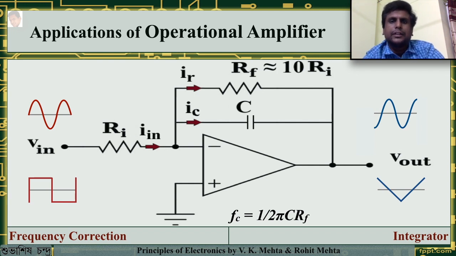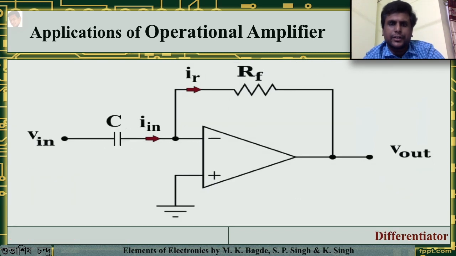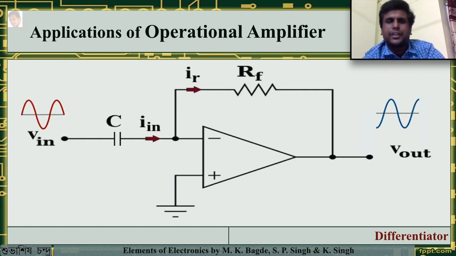Let's move on to the next topic, differentiator. The differentiator circuit is a mirror image of the integrator circuit, in which the input is provided through a capacitor and the feedback is a resistor. Whereas in case of an integrator, the input was provided through a resistor and the feedback was through a capacitor. So the current through the input is In and the current through the feedback resistor is IR. If we provide a sine wave, we again receive a cosine wave.